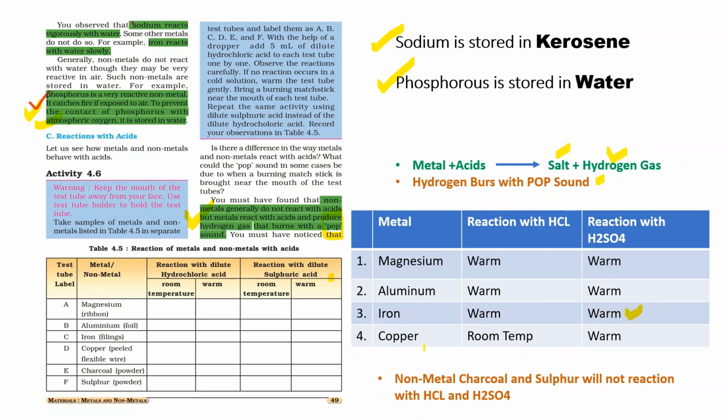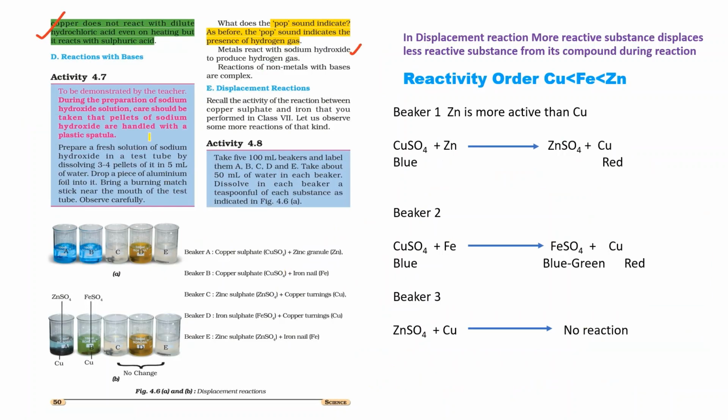While for copper, the most important thing, copper does not react with HCl, so there will be no effect on copper. While when copper reacts with H2SO4, it reacts completely and produces the salt and makes the atmosphere warm. While the non-metals, charcoal and sulfur, do not react with HCl and H2SO4. Now copper, as we see, does not react with dilute H2SO4 but reacts with concentrated sulfuric acid. Now there are 5 beakers.